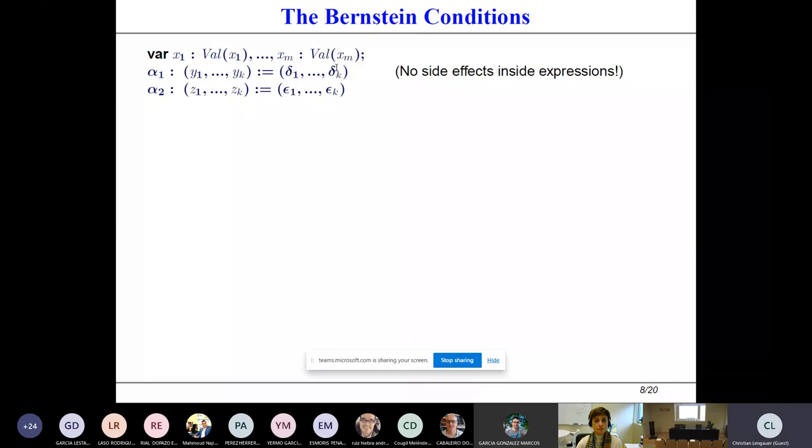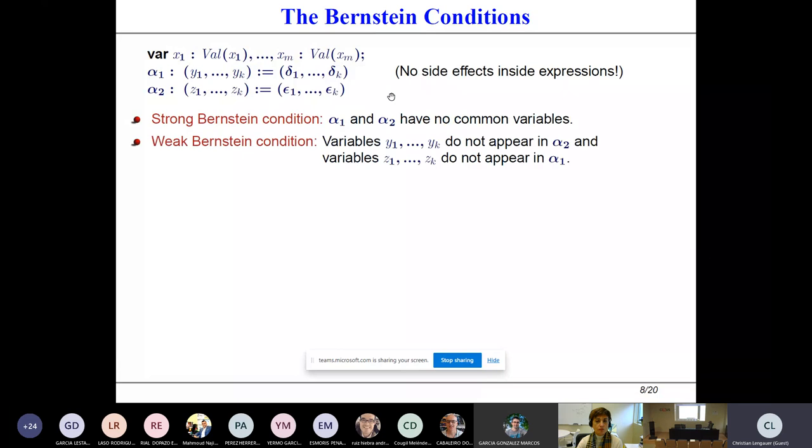And the semantics then is that you evaluate these expressions all first and then assign them to these variables. One prerequisite that you always have in this kind of semantic world is that expressions need to be side effect free. That is, in the evaluation of an expression, you're not allowed to change the value of a variable. You can only change the value of a variable by an explicit assignment. So then there are two basic and very easy to follow conditions, Bernstein conditions, namely the strong Bernstein condition says that the two assignments alpha 1 and alpha 2 share no variables at all. So that is the trivial kind of independence. That is the strong Bernstein condition.